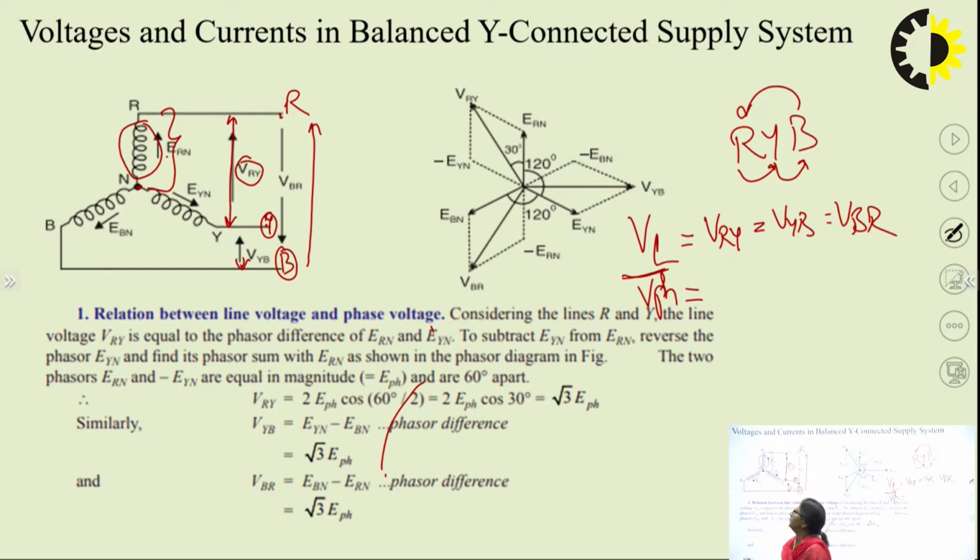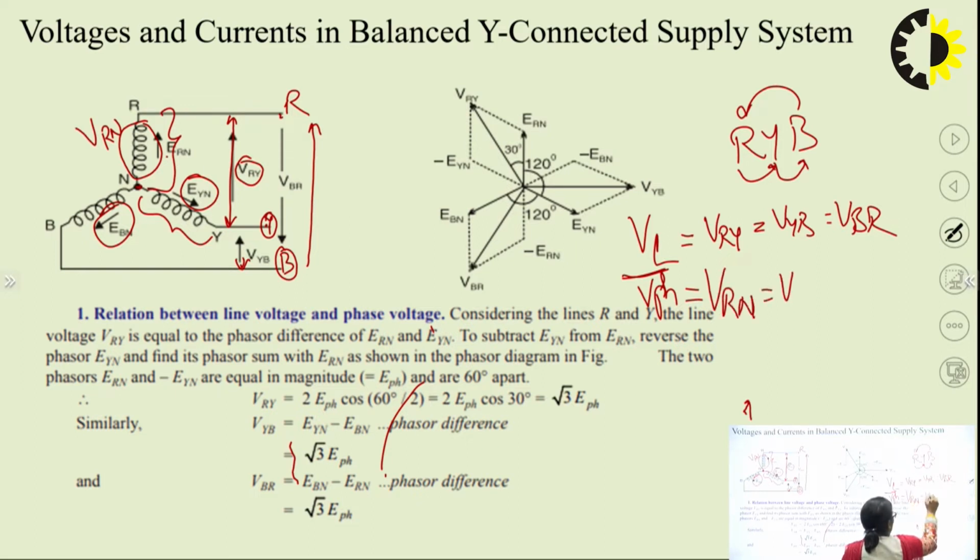How would I represent it? I will write it as VRN or ERN, between R and N. Similarly, the voltage between Y and N will be called VYN or EYN. Similarly, the voltage between B and N will be EBN or VBN. So I have the three phase voltages, once again following the phase sequence: VRN, VYN and VBN. Once again, if all the phase voltages are the same, then it is a symmetrical supply system.